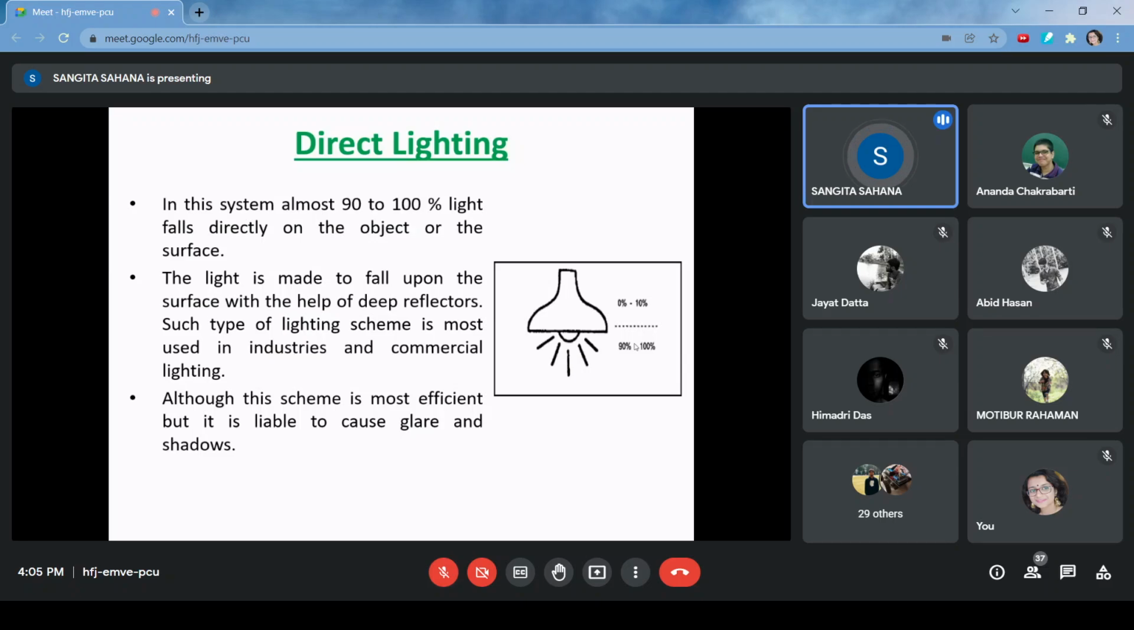Okay, so the light is made to fall upon the surface with the help of deep reflectors. Wherever the light is going inside the luminaire, by using the reflector, it will come to the downward side. So normally these are used in industries and commercial lighting. So this is most efficient, but it causes glare and shadows. Why glare? Because glare means some discomfort in our eyes due to the presence of the light. When it directly comes to the eyes, it can cause some glare.